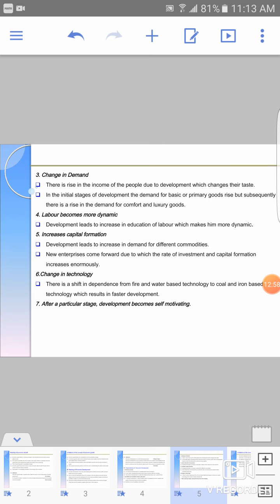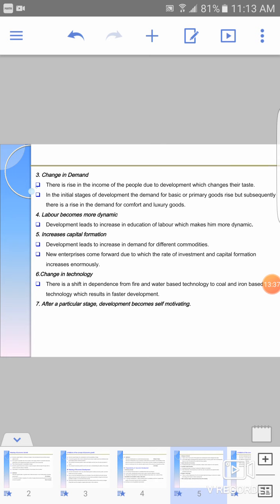Fourth point, labor becomes more dynamic. Development leads to an increase in education of labor, which makes him more dynamic. As I told you, the education services in economic development will improve, which is taking place in India right now. We are developing and education services have also improved, so the education level of the worker, the employees will improve, so the labor will become more dynamic.